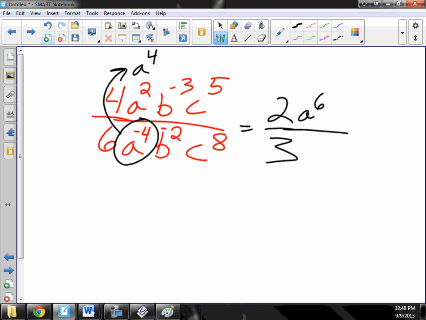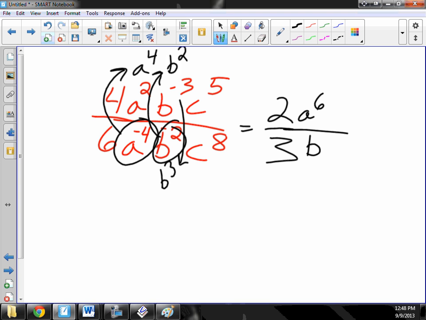What about the b's? They're both going to flip. Good. So this one comes down, and it's b to the 3rd, and this one moves up, and it's b squared. Are they going to work together, or are they going to fight it out? And which one is the winning side? The bottom is bigger, so it wins. The two b's on top knock out 2 of the 3 on the bottom, so I have b in the denominator.